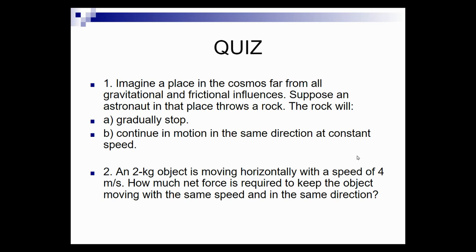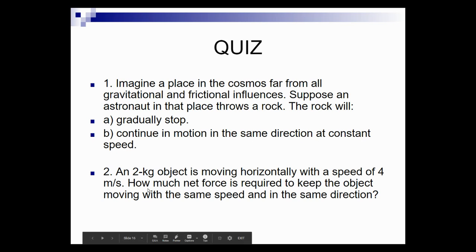So let's go ahead and do a little bit of a quiz. Imagine a place in the cosmos far from all gravitational and frictional influences. Suppose an astronaut in space throws a rock. What is the rock going to do? Is the rock going to gradually stop? Or continue in the same direction at a constant speed?